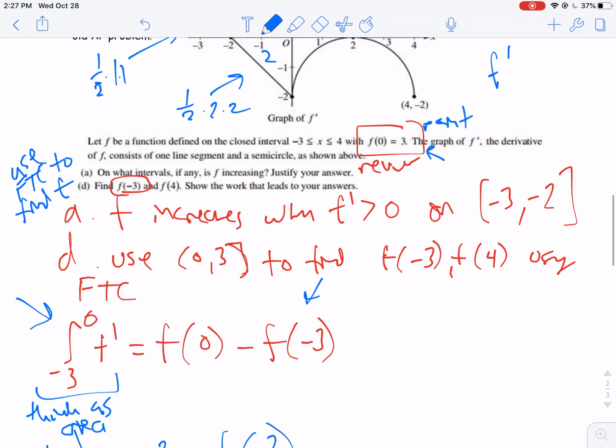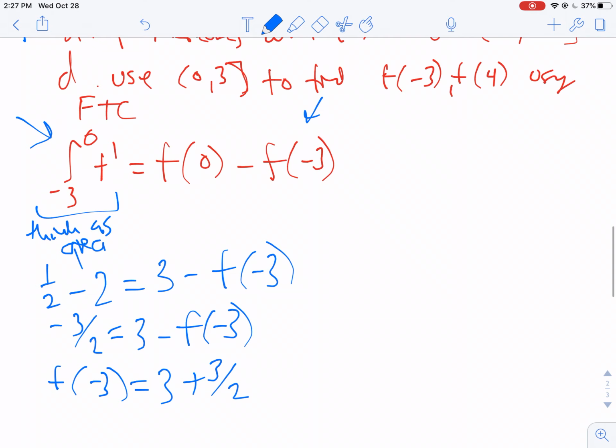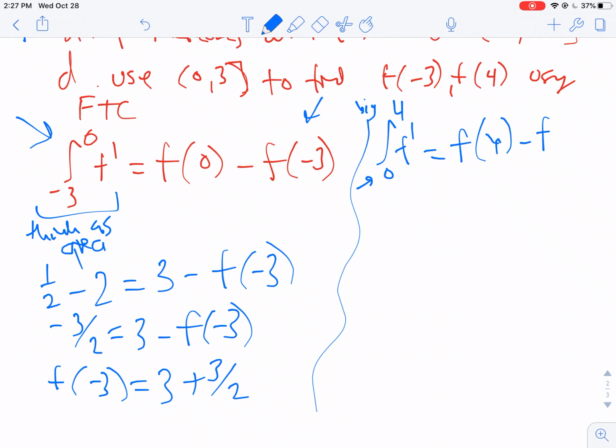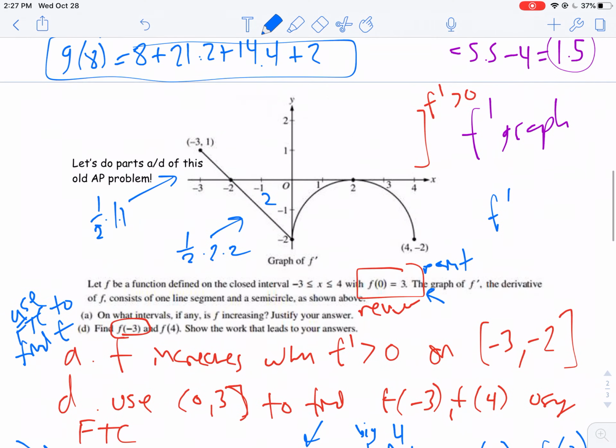Okay, now can I use the same strategy to find f of 4? Yeah. And now when you're doing your bounds, just make sure you go small to big. So have the small bound on bottom and the big bound on top. So if I integrate 0 to 4 of f prime, that's going to give me f of 4 minus f of 0. Okay, so what is that? What is integral 0 to 4 as an area?